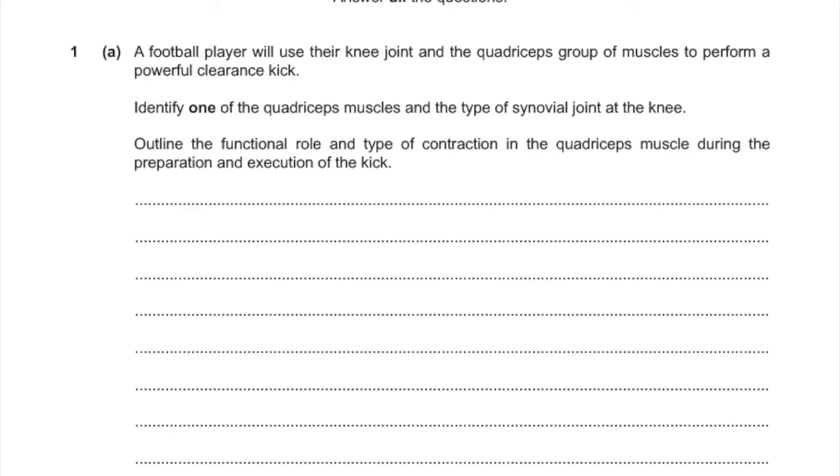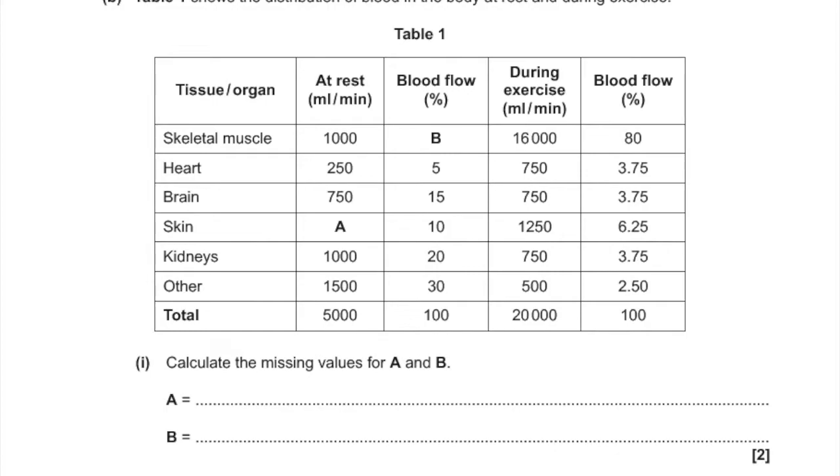Now, functional role, what we're talking about there is agonist or antagonist, so the role that it plays throughout the movement. And then when answering this question, it's really important that we say during the preparation phase, and then we talk about the functional role and the type of contraction, and then during the execution phase. So we need to make sure we clearly set out that answer. If you move on to question 2, question B, sorry.